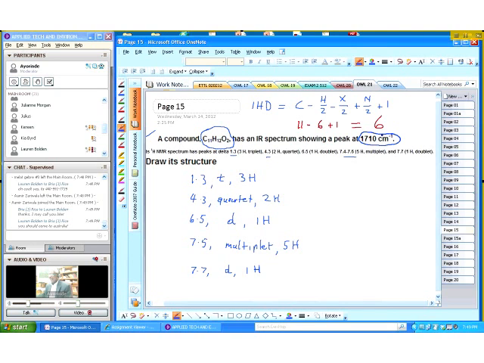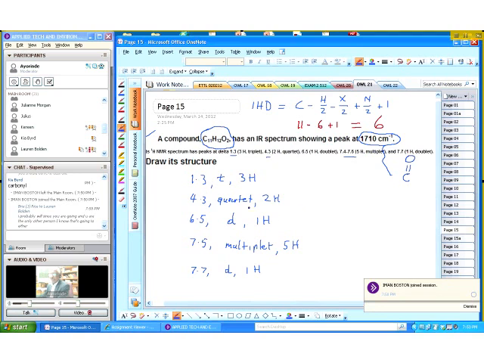So what does this IR data tell us? Can anybody give me any kind of suggestion as to what this 1710 wave number means? What does it give us? What does it tell us about the molecule? Carbonyl, exactly. So we have a carbonyl. So that much we know.